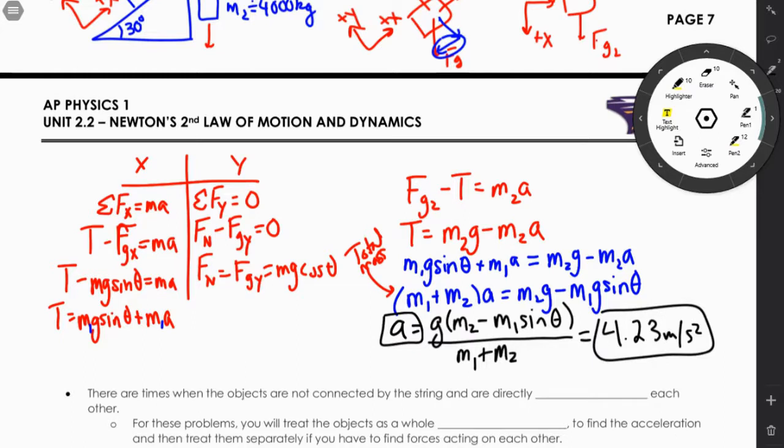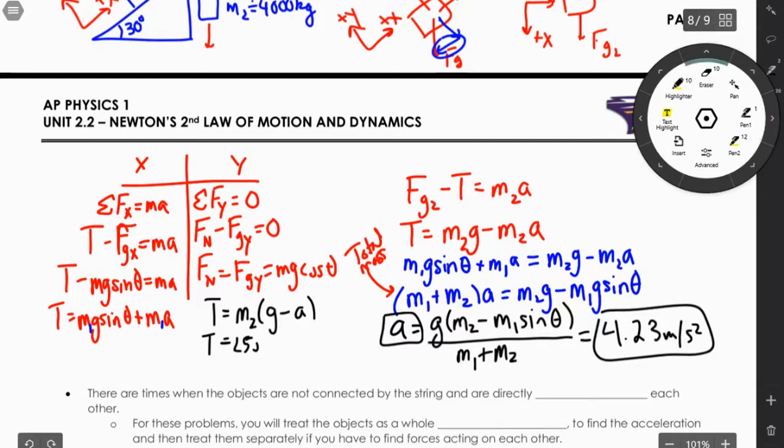Now we just plug this into tension to find tension. Let's just do M2. So that's going to be M2 times G minus A. M2 is the 4,000. So 4,000 times 10 minus 4.23, close parentheses, and we're going to get a tension of 23,000 newtons.